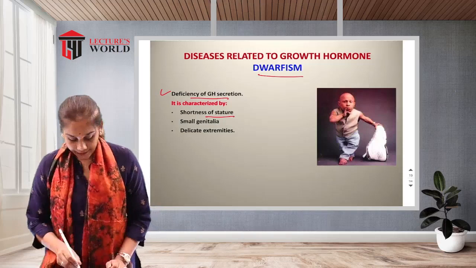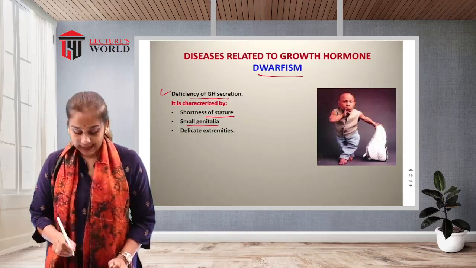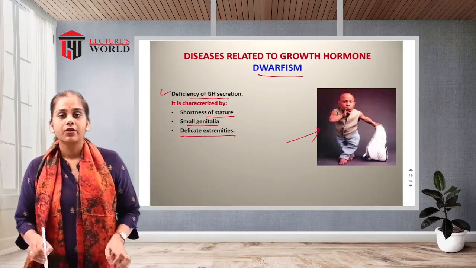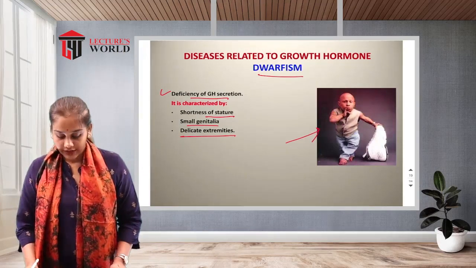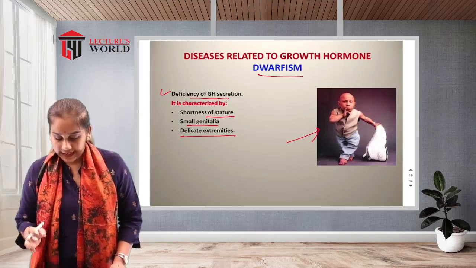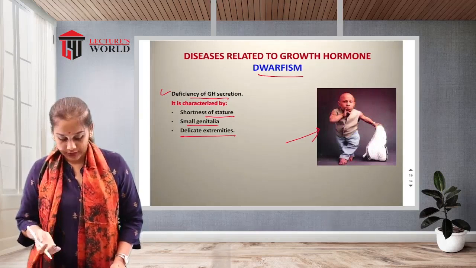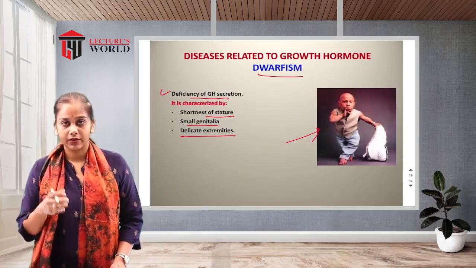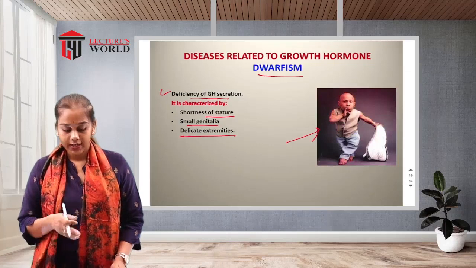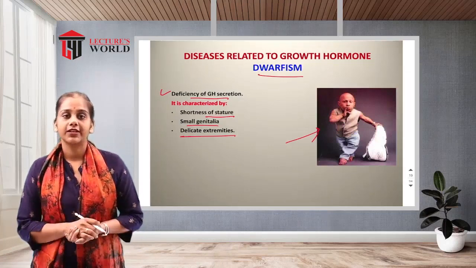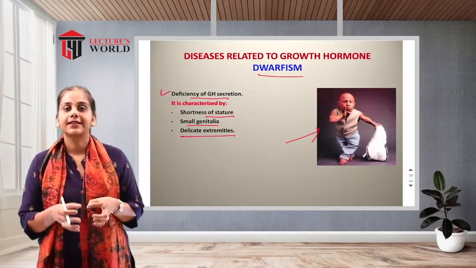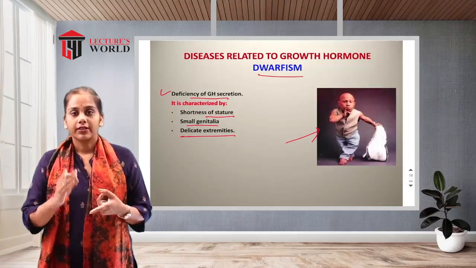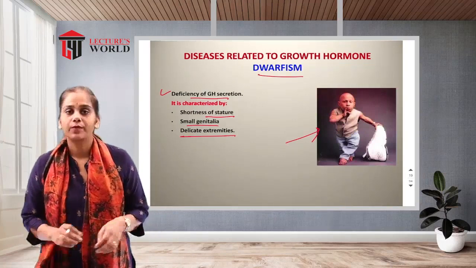Shortness of stature, then small genitalia and delicate extremities. You can see in the figure, this is the picture of dwarfism. There are very delicate extremities, hands and feet, small genital organs, as well as shortened height. So these are the clinical features of dwarfism. Why? Because there is less growth hormone, so the organs or the body cannot be developed fully.